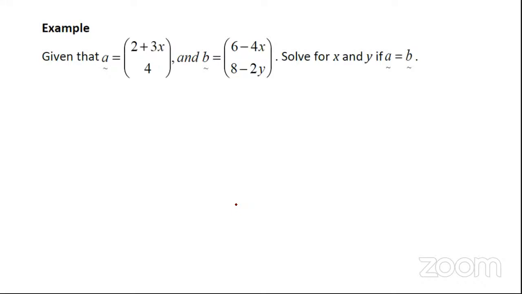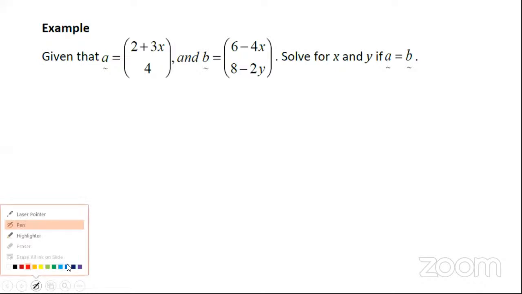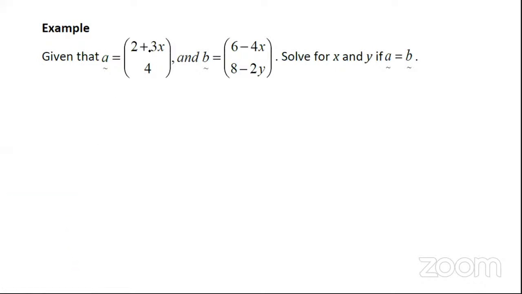Okay? They say, given that vector A is given by 2 plus 3x over 4, and B is given by 6 minus 4x over 8 minus 2y. Solve for x and y if vector A is equal to vector B.